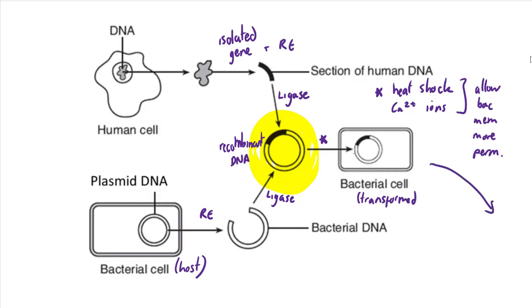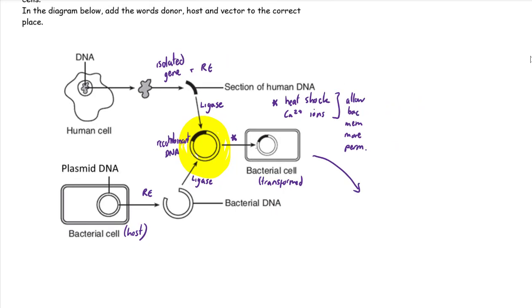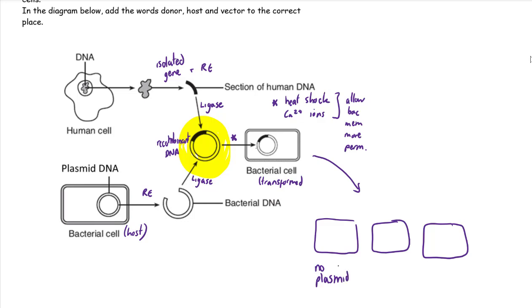And the next step is we need to check that everything has worked for us, okay? The reason we need to check is that even though we ply these bacteria with loads of calcium ions and heat shock, they won't all take them up. So we can be left with three scenarios for the bacteria. We can be left with a bacterium with no plasmid, simply because it hasn't taken up a new one. We could be left with a bacterium which has the original plasmid, or we could be left with a bacterium which has taken up the new plasmid, which we'll draw for this one. So this one would be transformed.